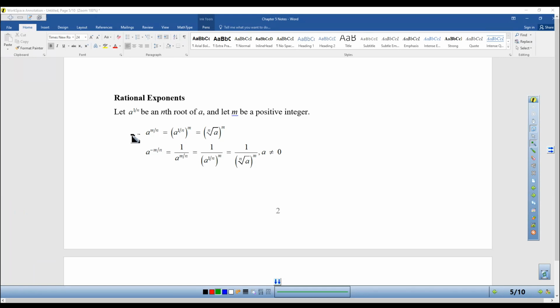So here's the rule that we just went over. And now we're going to add a second one, a to the negative m over n. So this is actually a rule that you're already familiar with. X to the negative 3, we did this with just regular integers, is the same as 1 over x to the 3. Now we're going to do that exact same process, but with fractional exponents.